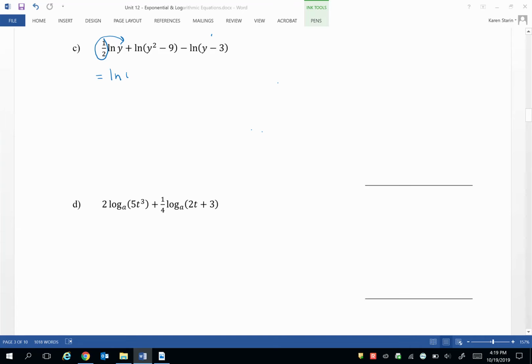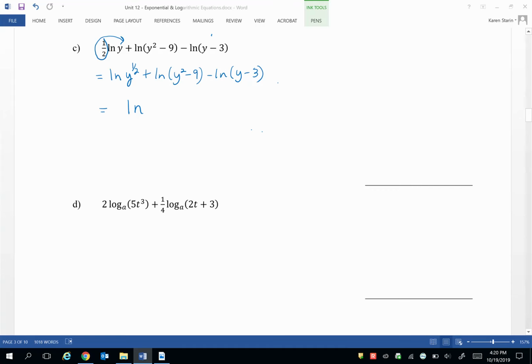ln of y to the 1/2. There's nothing to do with the next two terms yet. Now we're going to use the product and quotient properties to write these three terms into one single logarithm statement. So they're all ln's, so we'll write one single ln.